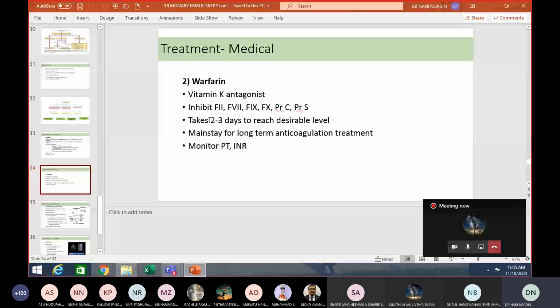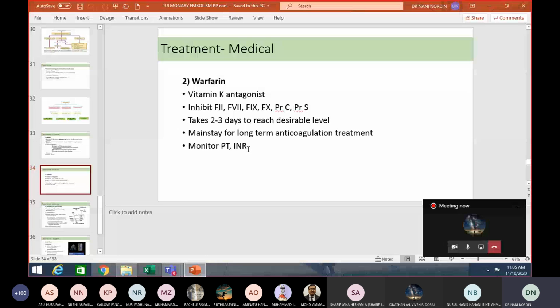Okay, so PT is the main thing. It measures your extrinsic pathway, but it is calculated in the form of INR, international normalized ratio. I think we talked a bit about it in general pathology. Probably we'll talk about this again in hematology. Just remember, warfarin you monitor INR, which is your PT.